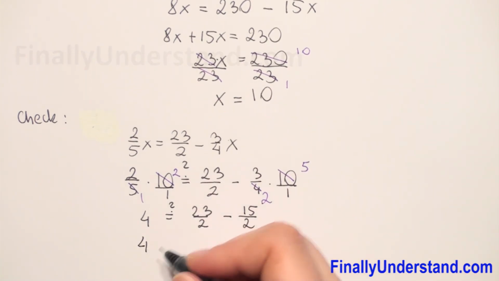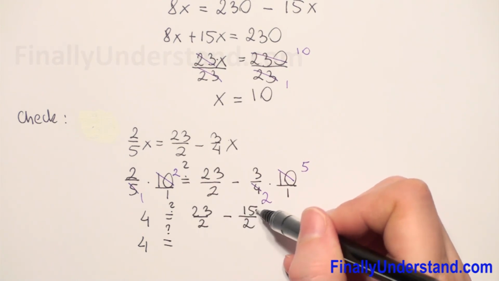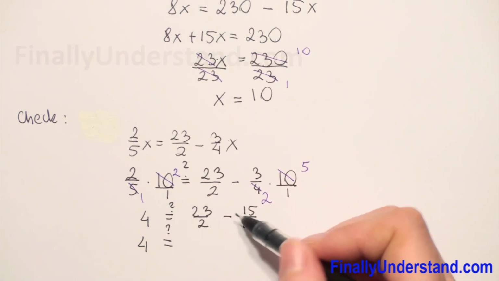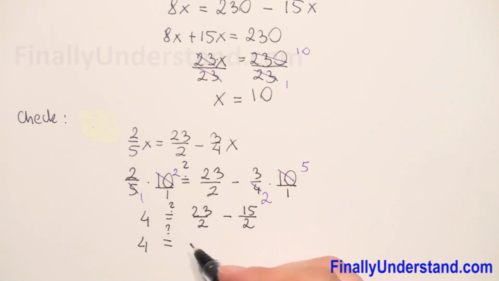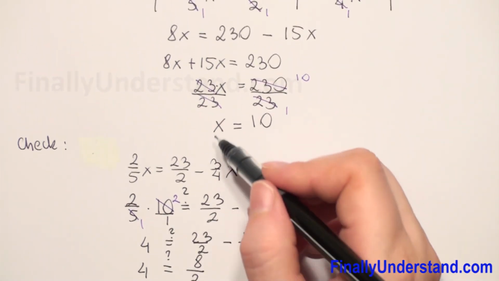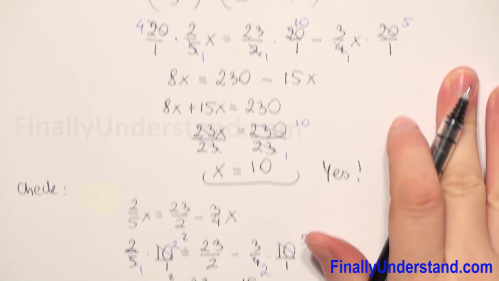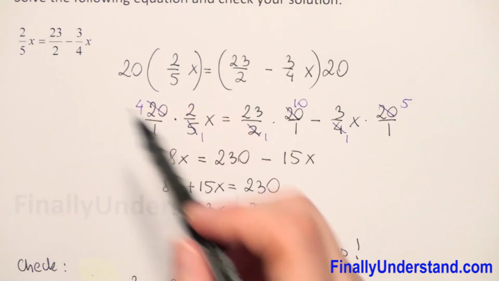So we have to check if 4 is equal to 23 minus 15 over 2. We have the same denominator, we have subtraction of fractions, so we copy the denominator and we have to subtract numerators. So 23 minus 15 is 8. 8 divided by 2 is 4. 4 is equal to 4. So x equals 10 is the solution for our fractional equation.